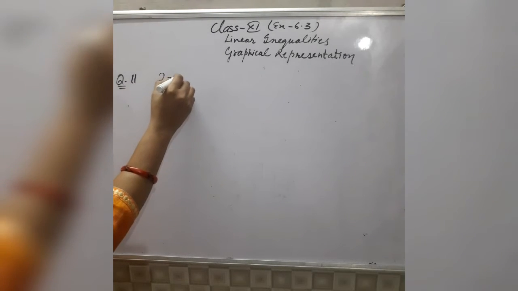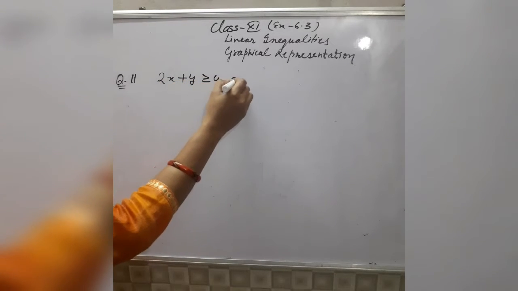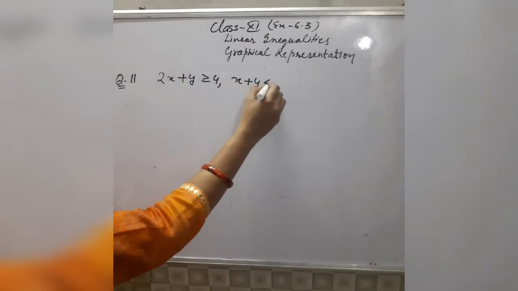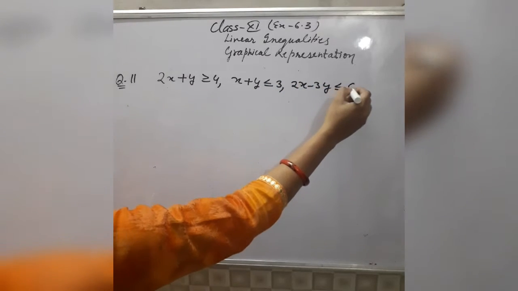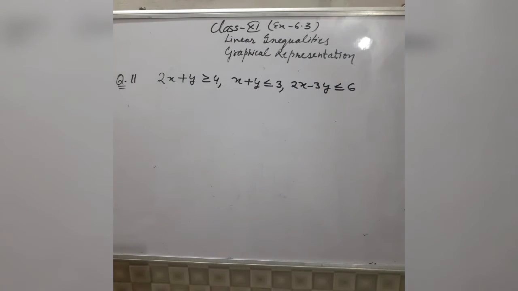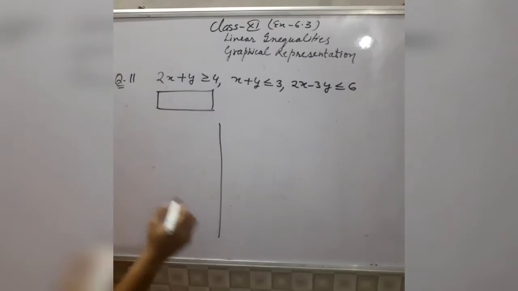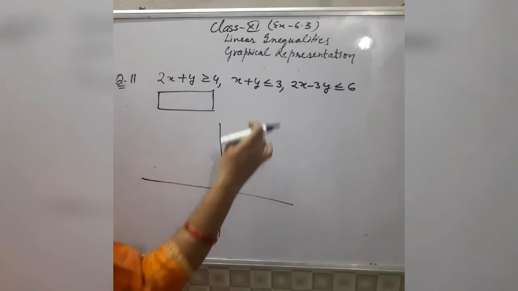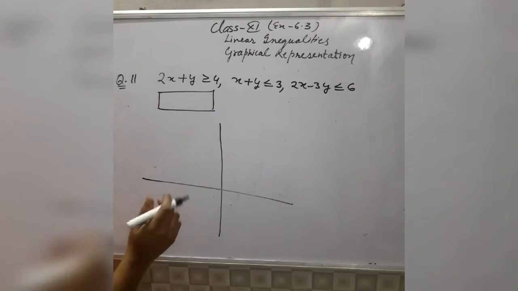In question number 11 the system is 2x plus y greater than or equal to 4, x plus y less than or equal to 3, 2x minus 3y less than or equal to 6. 3 linear inequalities are given to you. Firstly, we will make a table for the first, then you will plot the points, then you will draw the second table, second points, third table, third points.